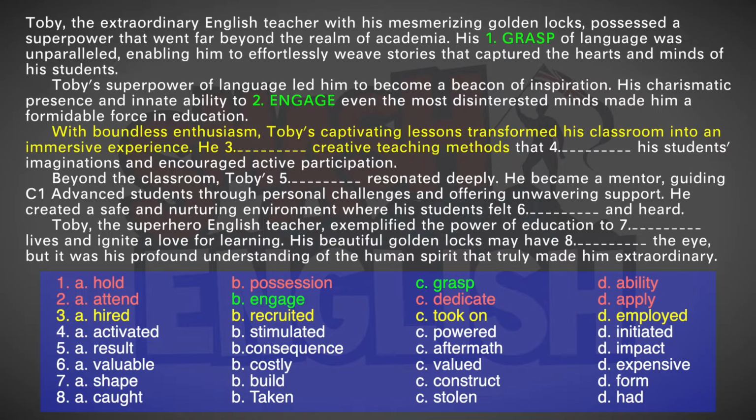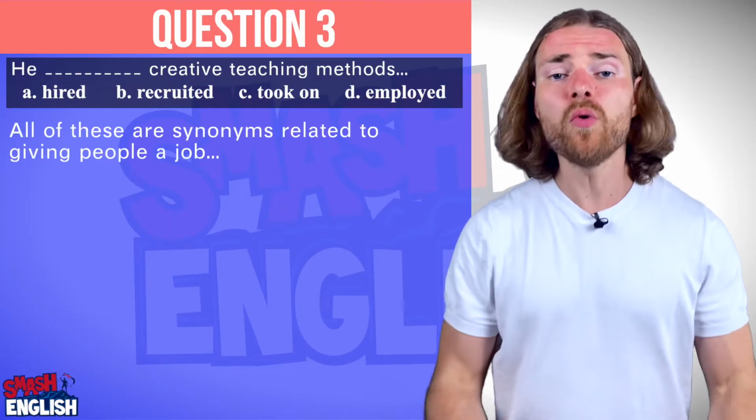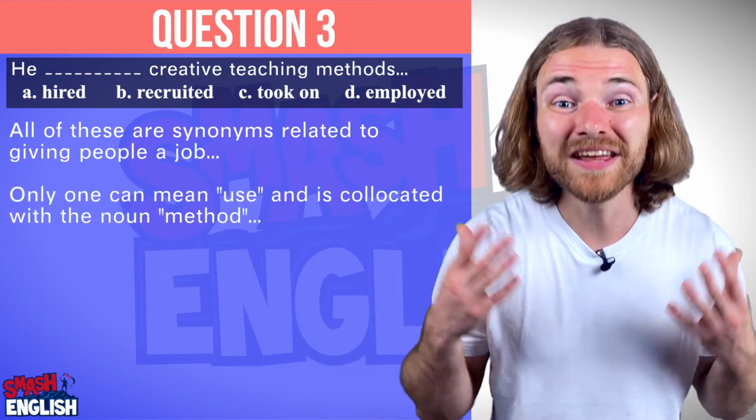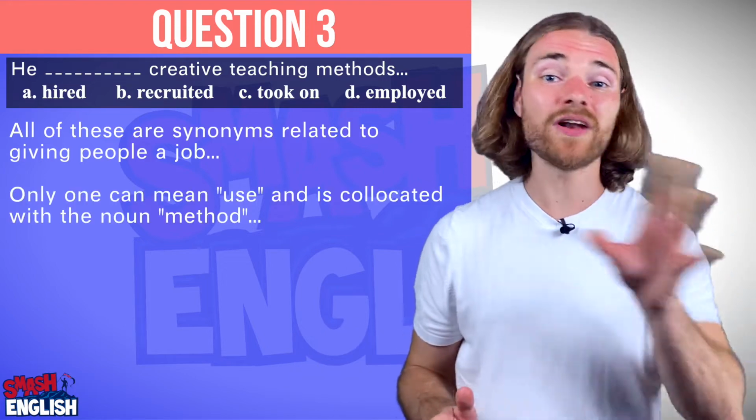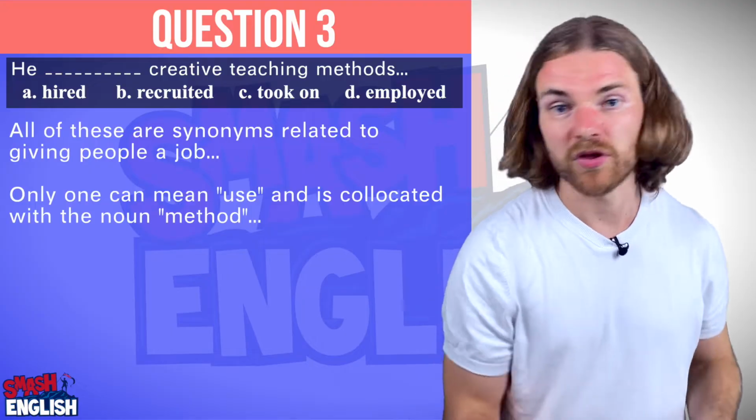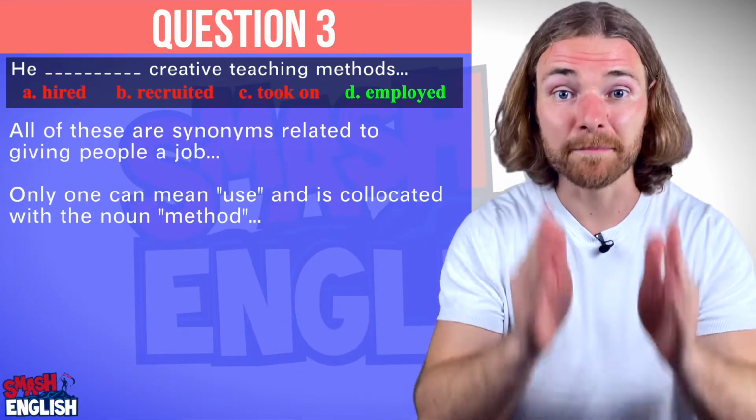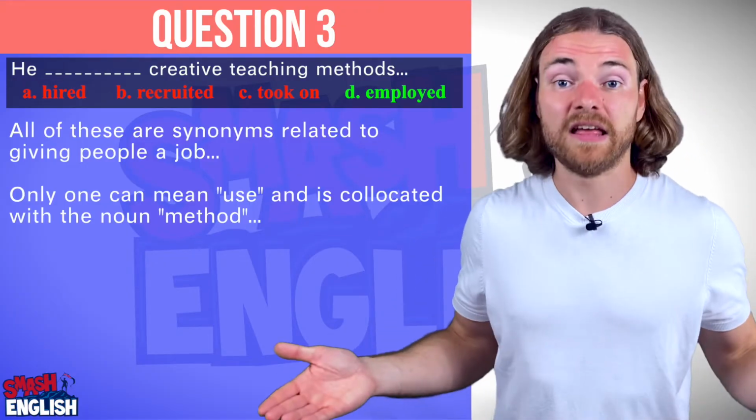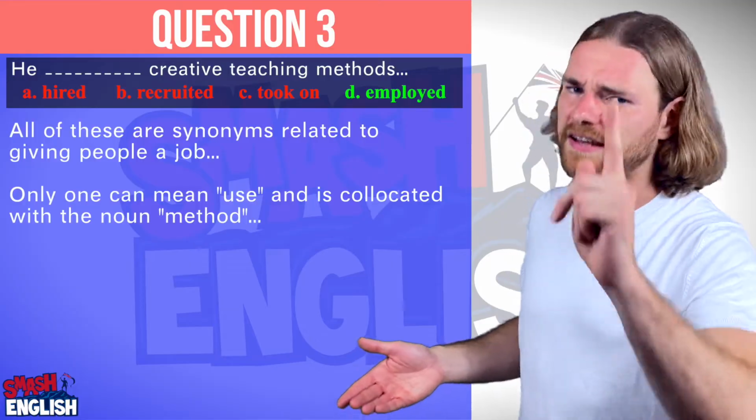With boundless enthusiasm, Toby's captivating lessons transformed his classroom into an immersive experience. Creative teaching methods that his students' imaginations and encouraged active participation. Oh, blimey. All of our examples are synonyms related to giving people jobs. But only one of them can mean use and is collocated with the noun method. Which one? Employed. You can employ a method or employ a technique. Okay, let's move on. Next one.